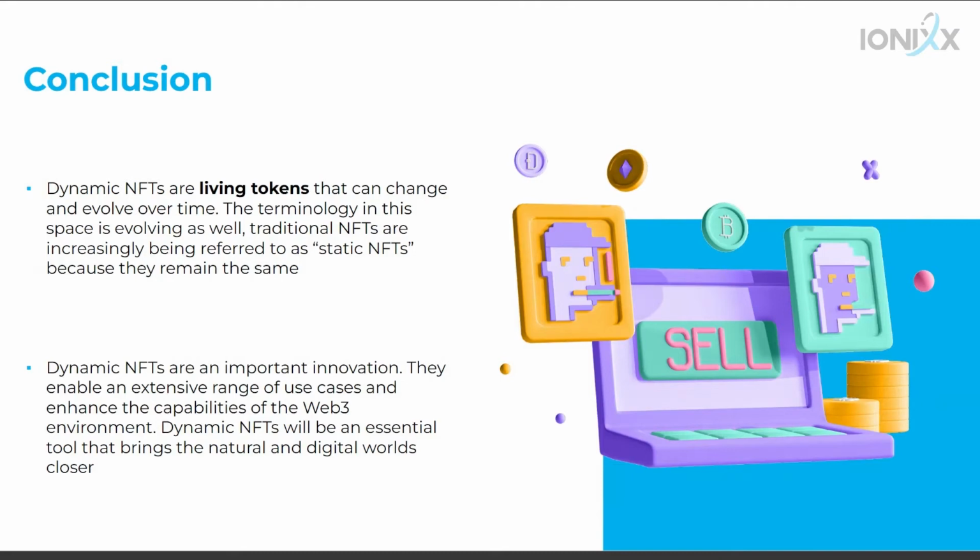In conclusion, dynamic NFTs are living tokens. They're also triggering regular NFTs to be called static NFTs. So what we called NFTs up until a couple of months ago, or maybe 6 months ago, are increasingly being referred to as static NFTs because they don't change. They remain the same. Dynamic NFTs, by comparison, are living, breathing things that keep changing, or have the ability to change and evolve over time.